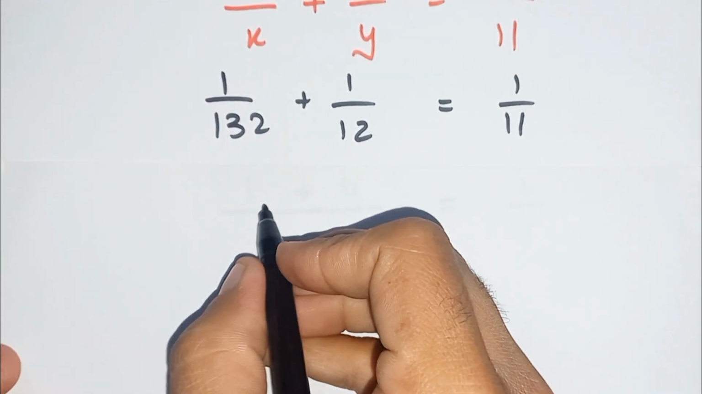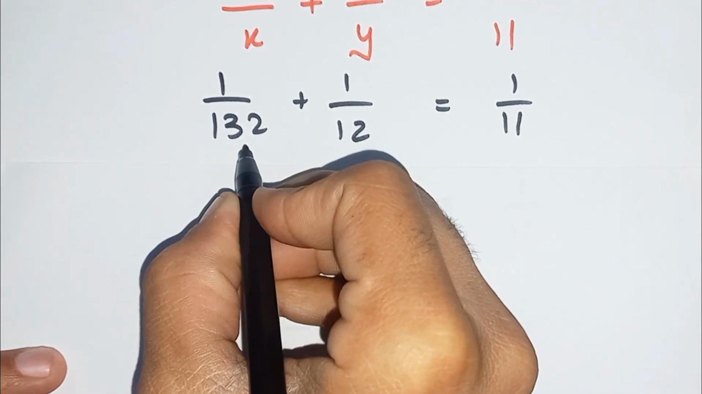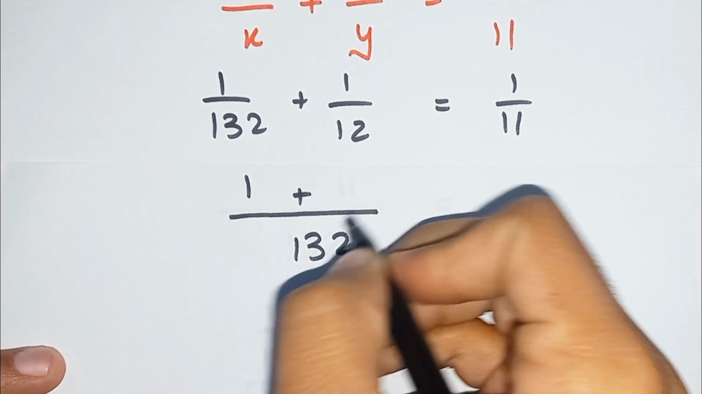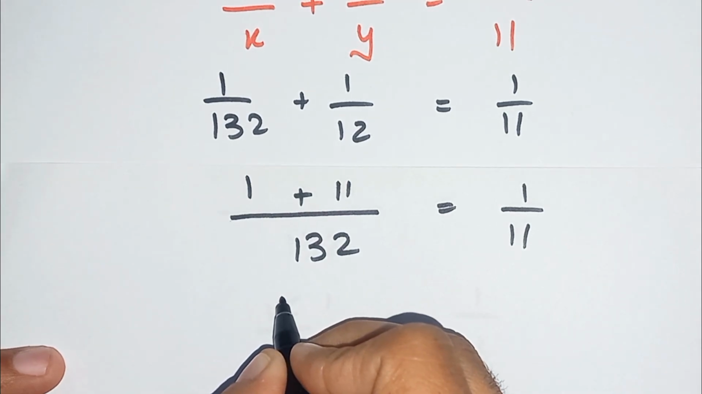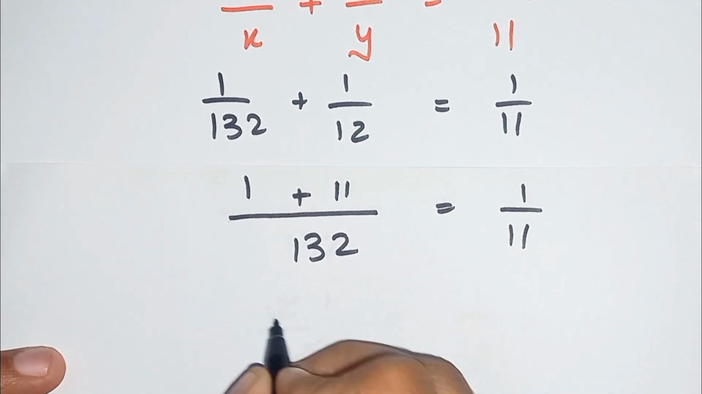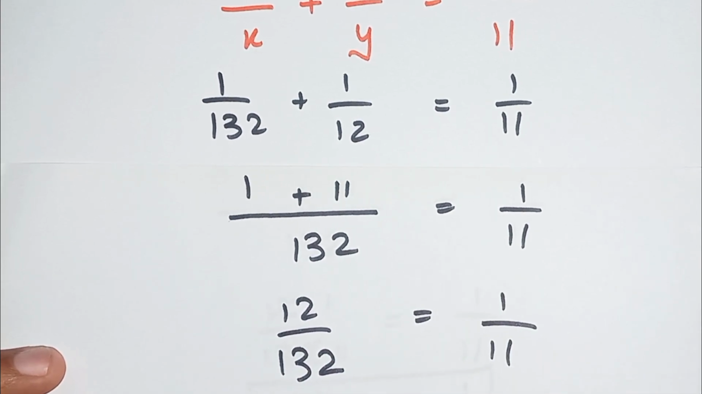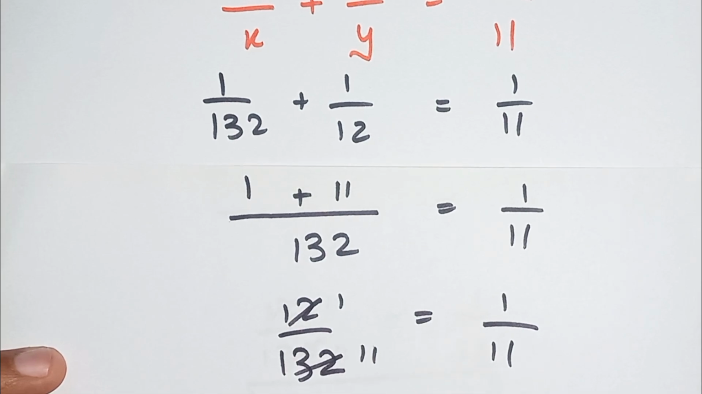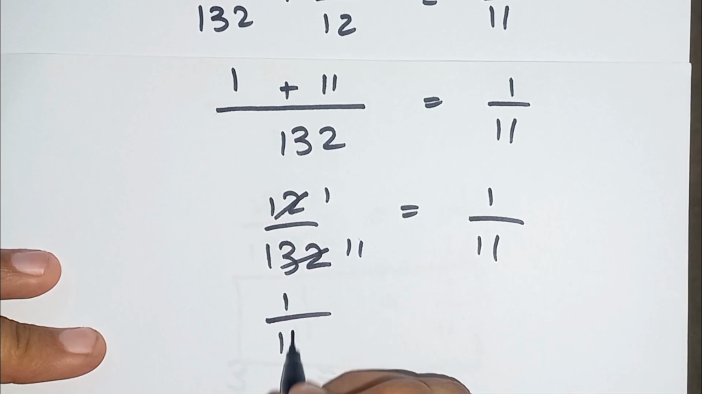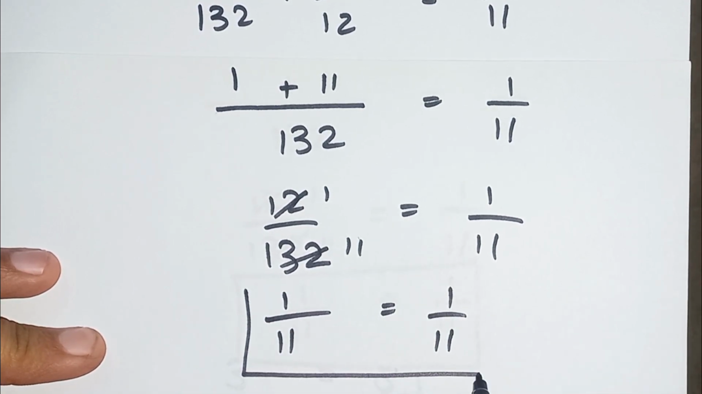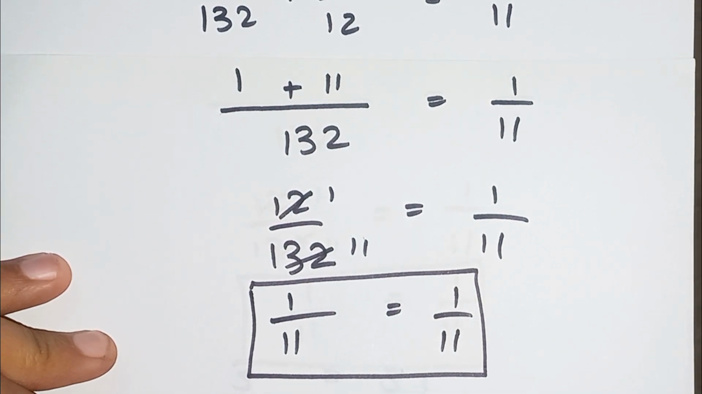Now take the LCM. The LCM is 132. So 1 plus 11 over 132 equals 1 over 11. So now if we move on further, 12 over 132 equals 1 over 11. 12 ones are and 12 elevens are. So our answer compared, our x and y values, x is 132 and y is 12, which is our answer.